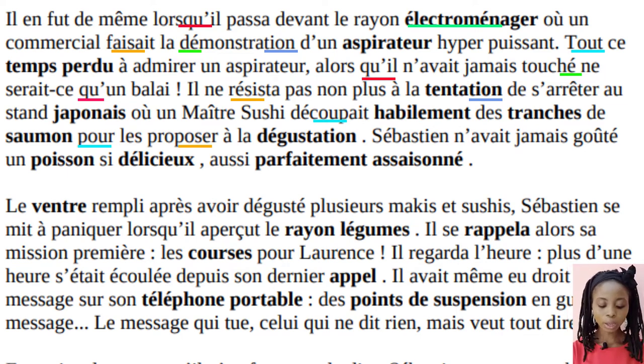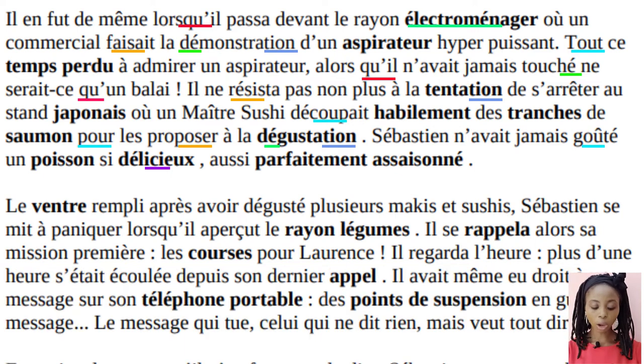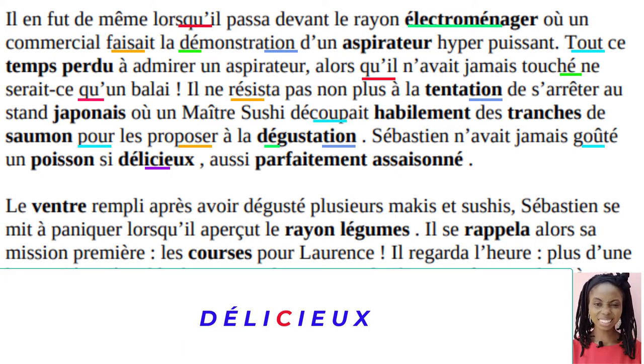À la dégustation, our sion sound here as well. La Sébastien n'avait jamais goûté, our U sound and our E accent aigu, un poisson si délicieux. So we said that our C gives us the sound S in front of E, I, and Y. Don't let us forget. So we are having our délicieux. So that's why we have sio and not kio.